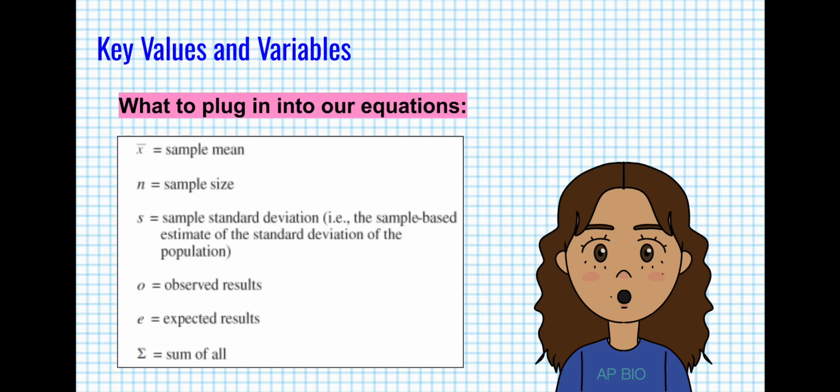Key values and variables. What to plug into our equations. X bar is the sample mean obtained for the mean of all points in a data table. N is the sample size, meaning the amount of points in a data table being taken into account. S is the standard deviation, which we will later explain. O and E are observed and expected results. And sigma is the sum of all, meaning everything inside it is summed for every data point.